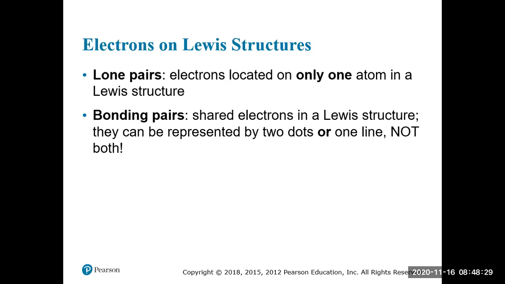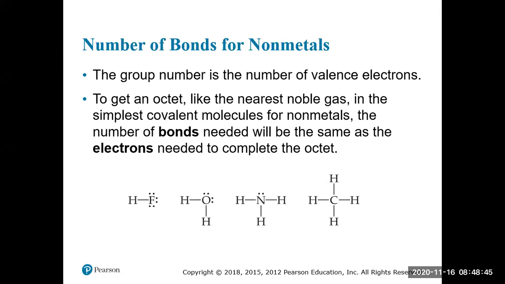The lone pairs, as it says here, are only on one atom in the Lewis structure, so they're not shared. The shared electrons in a Lewis structure, you can either draw them as two dots or as a line, but not both. And going back to this slide, rather than drawing the two dots between the hydrogen and the fluorine or the hydrogen and the oxygen, we have the line, which implies that there are two electrons there.